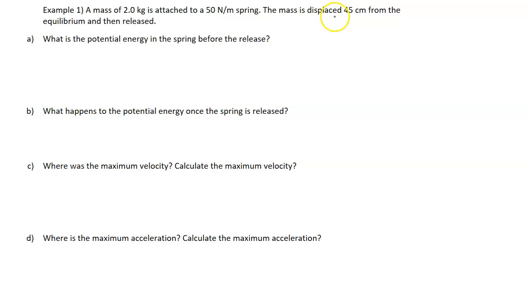The mass is displaced 45 centimeters or 0.45 meters from the equilibrium and then released. So if that is the spot where it is pushed to and then released, as it moves back and forth, this will in fact be the amplitude. Okay, so 0.45 is the amplitude. What is the potential energy before the spring is released?